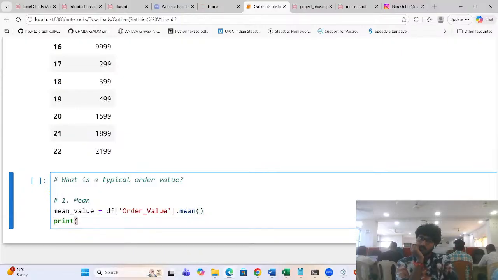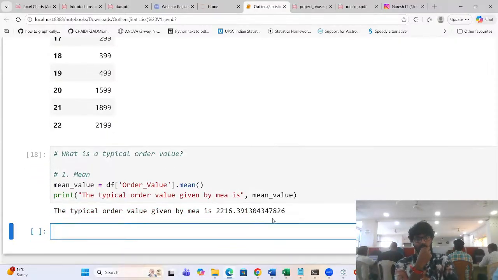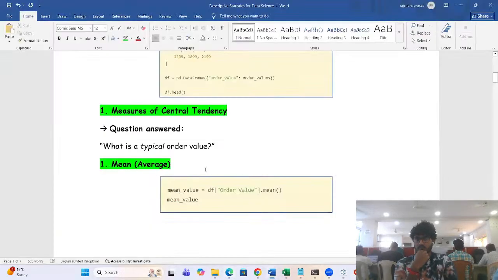Then let me print: the typical order value given by mean is mean_value. So what is the value? 2,216, which means on an average every day. By looking at the 22 days of observation, I can say that you can believe that every day you might be getting around 2,216 rupees as an order value amount on an average. You might get more, you might get less. So this is how you calculate the mean.